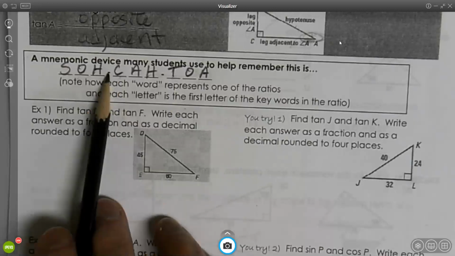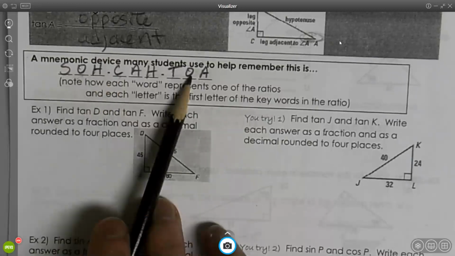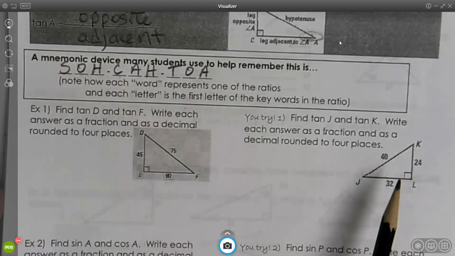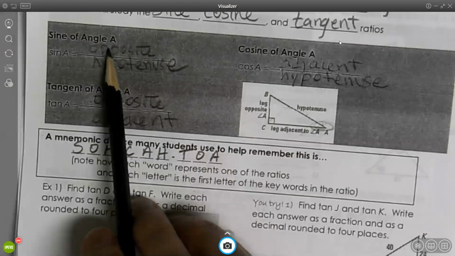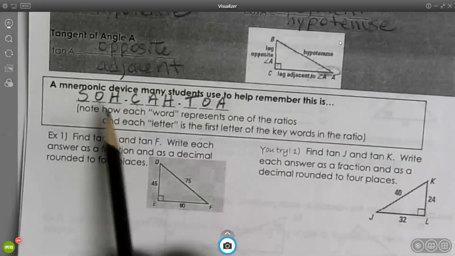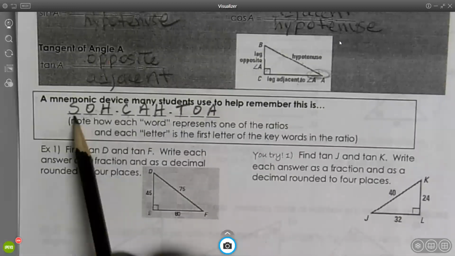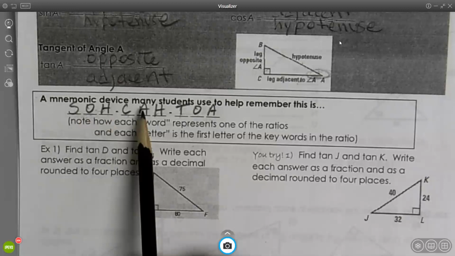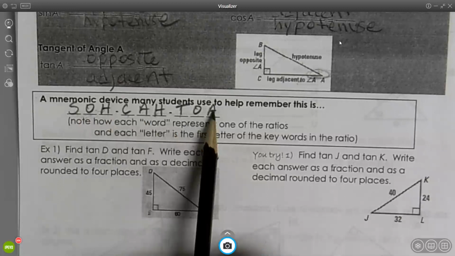The O happens in two of them to be the opposite. So it's opposite over hypotenuse is your sine. And if we look up in our notes at what sine was, it was the O and the H. It was the opposite and the hypotenuse. So there's your O and the H for SOHCAHTOA. So that helps you remember that sine is opposite over hypotenuse. Cosine is adjacent over hypotenuse. And tangent is opposite over adjacent.